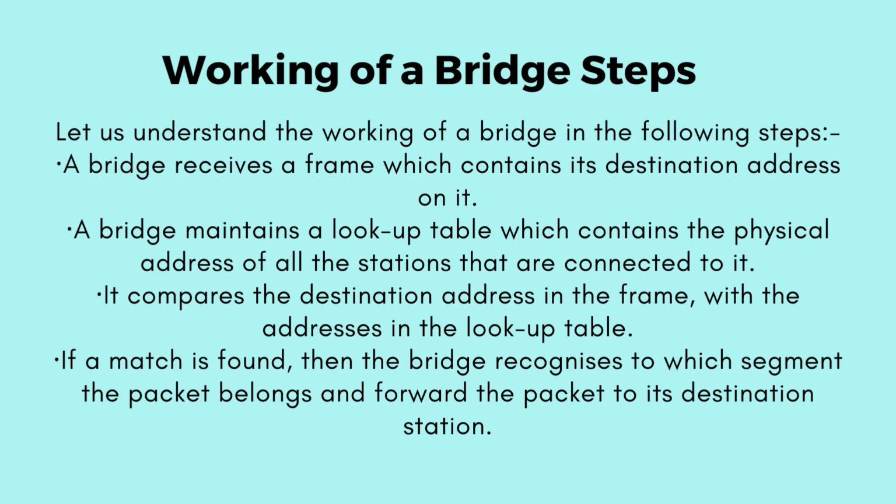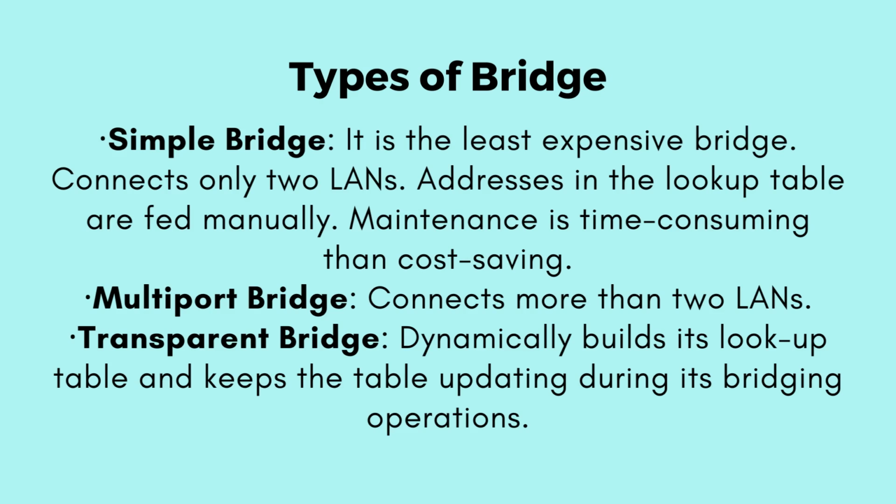Working of a bridge steps. Let us understand the working of a bridge in the following steps. A bridge receives a frame which contains its destination address on it. A bridge maintains a lookup table which contains the physical address of all the stations that are connected to it. It compares the destination address in the frame with the addresses in the lookup table. If a match is found, then the bridge recognizes to which segment the packet belongs and forwards the packet to its destination station.